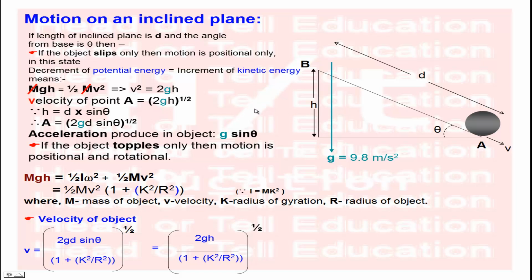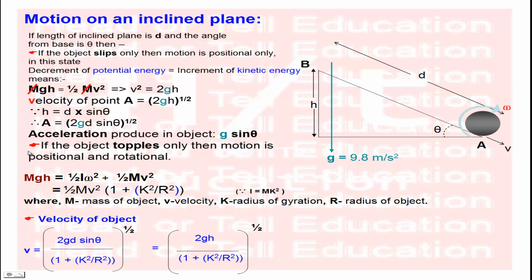Now next, the acceleration. What is the acceleration produced in the object? The acceleration produced in the object is equal to g sine theta, because gravitational acceleration also works here, so g multiplied by sine theta.